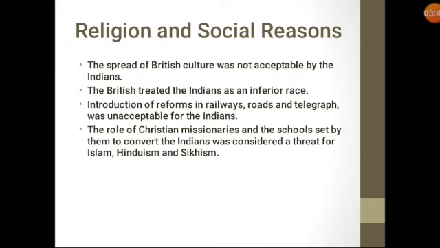The role of Christian missionaries and the schools set up by them just to convert the Indians to Christians was considered a threat for all communities living in India like Muslims, Hindus and Sikhs.